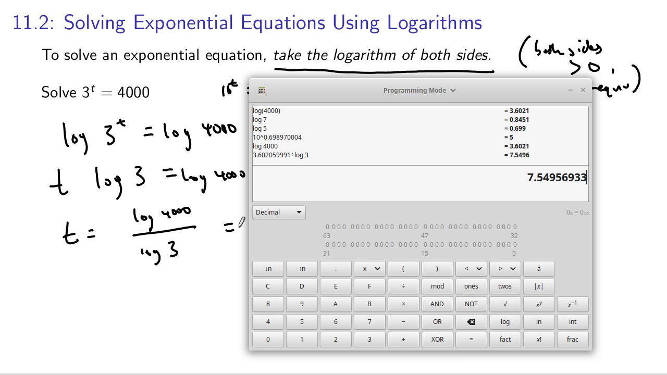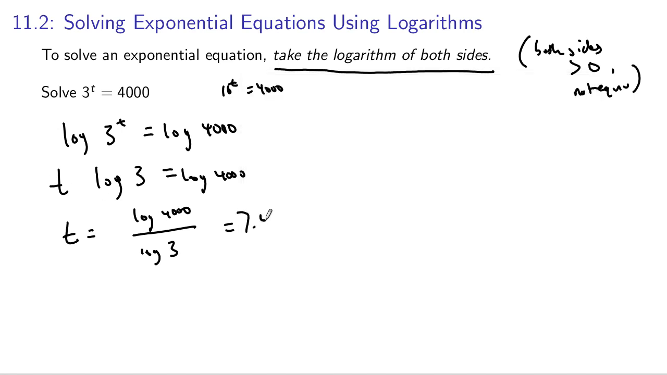7.550, rounding to the nearest thousandth. And if we round to the nearest ten-thousandth, 7.5496. And that's our good enough solution for this problem.